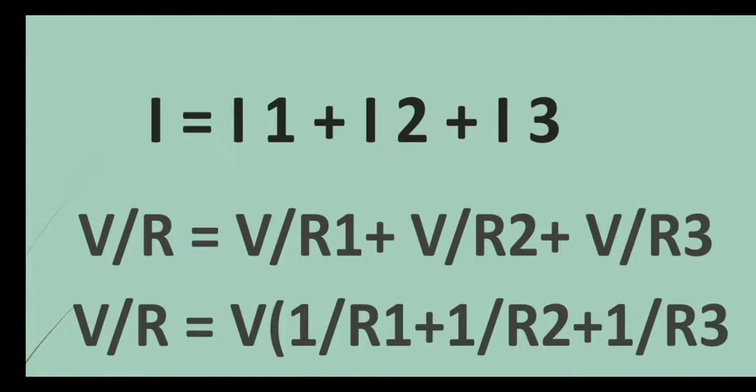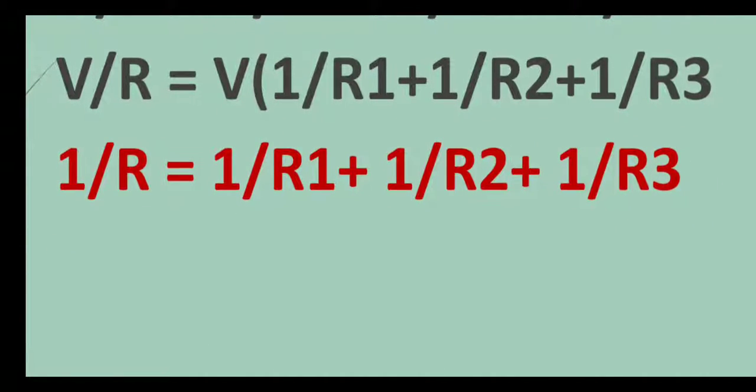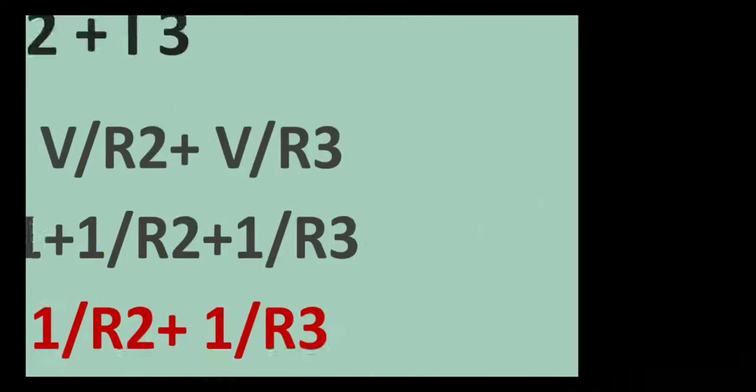So we can put the values of the three currents. For I we can write V by R, for I1 we can write V by R1, for I2 we can write V by R2, and for I3 we can write V by R3. So putting the values, what will we get? This equation, and we know that the potential difference across the parallel circuit is same, so the V will get cancelled, and finally what will we get? We will get 1 by R is equal to 1 by R1 plus 1 by R2 plus 1 by R3.